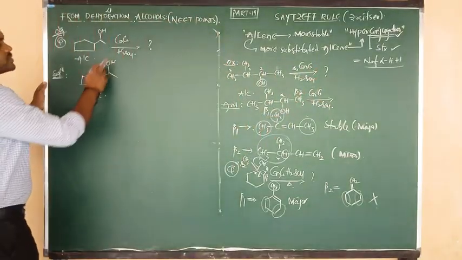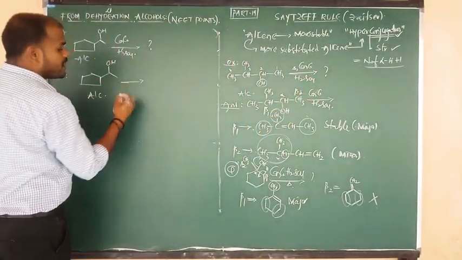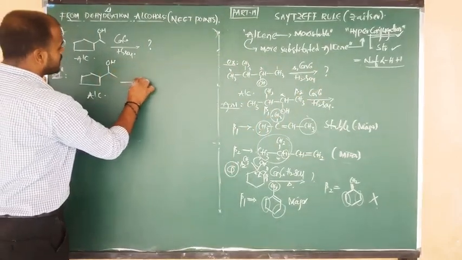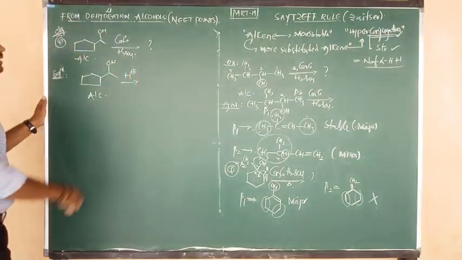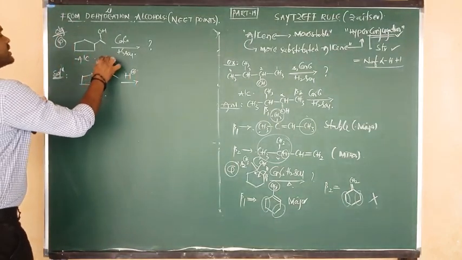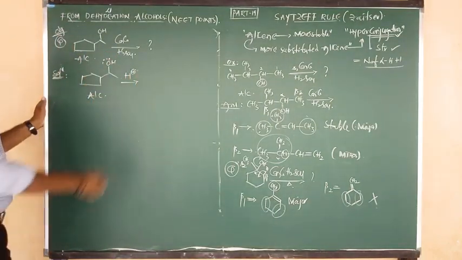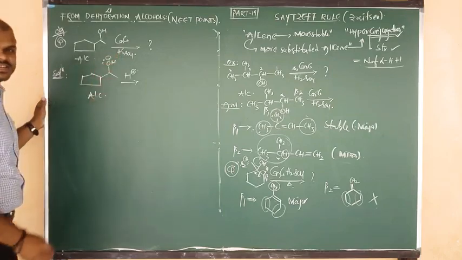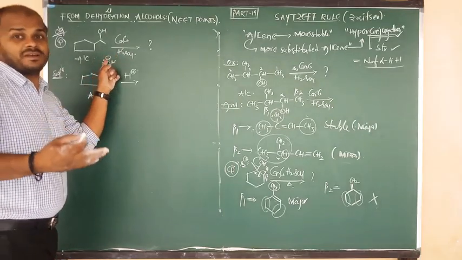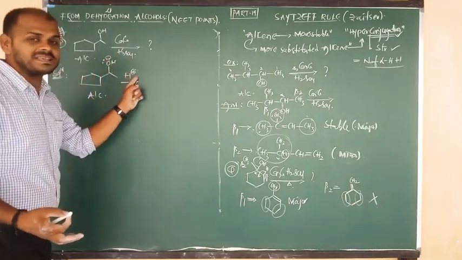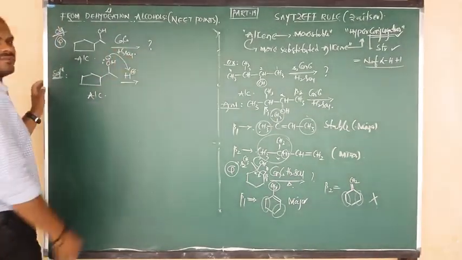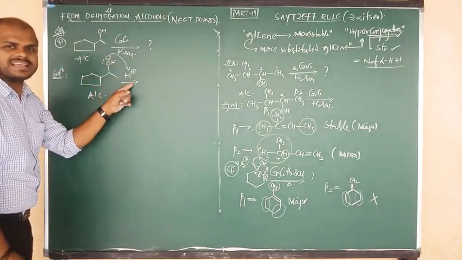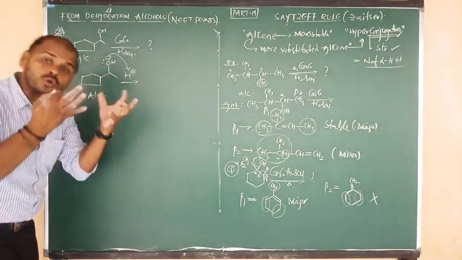Good. So this is the alcohol. Step 1, protonation. What is meant by protonation? Addition of H plus. In alcohols, oxygen always contains 2 lone pairs, so it has donating nature, and H plus is in an electron-deficient condition. From electron-rich to electron-deficient means donor to acceptor, so we are doing protonation.